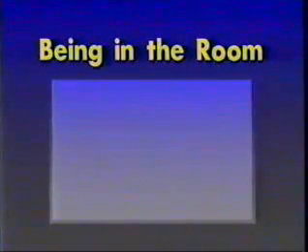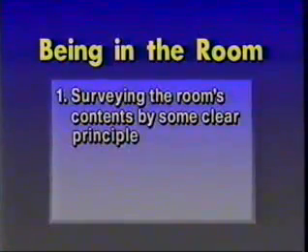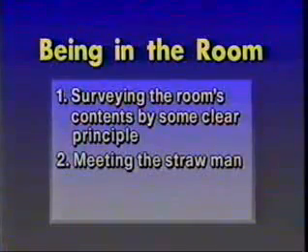When you are in the room, the blueprint should direct you either to survey the contents of the room according to some clear, logical principle, or to organize your survey of the room in the structure of the meeting of a straw man. These are the reasons people would dissent. Then you can meet those reasons.